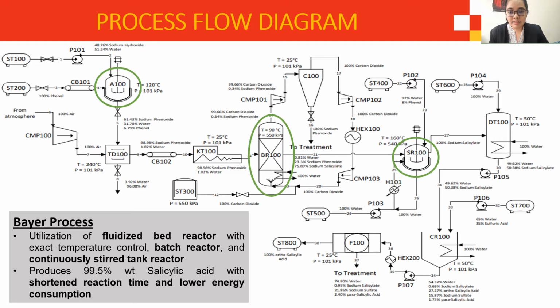Shown in this slide is the overview of the whole manufacturing process. In concept, the study adopts the Bayer process to produce 99.5% by weight salicylic acid crystals. This is achieved by using a series of succeeding reactors for the carboxylation process, which include a fluidized bed with exact temperature control, a batch reactor, and a continuously stirred tank reactor. The said units are encircled in the diagram. With this method, salicylic acid for pharmaceutical use is manufactured from sodium salicylate at a shorter reaction time with less energy consumption compared to other existing processes.